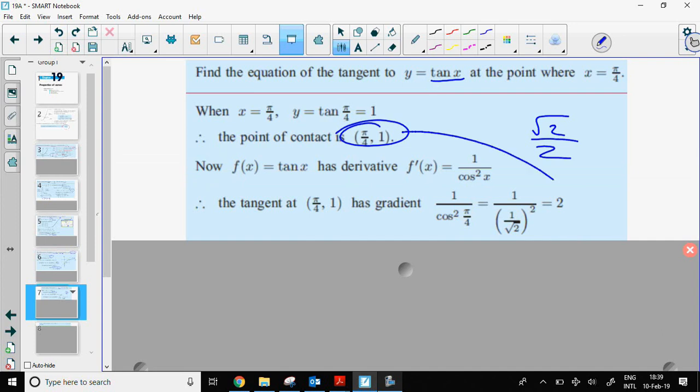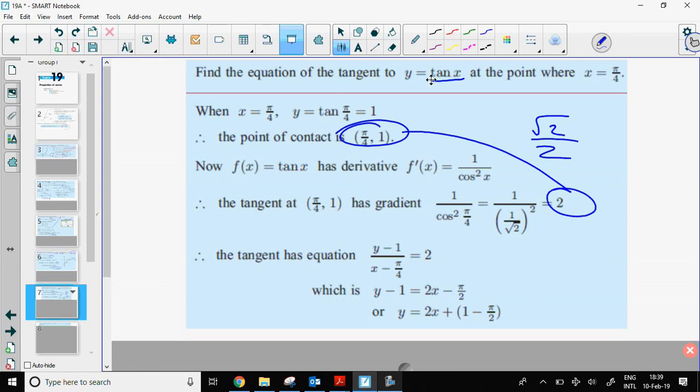So we've got our point, we've got our slope, so we go through it and get our final answer. Again, none of these answers are what I would write. I'd be writing y minus 1 is equal to 2 times x minus pi over 4. That would be my perfect answer.